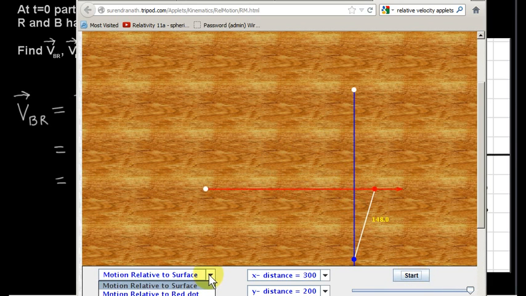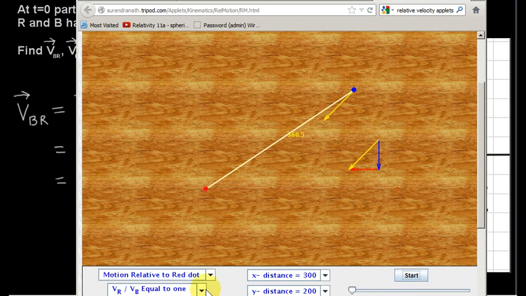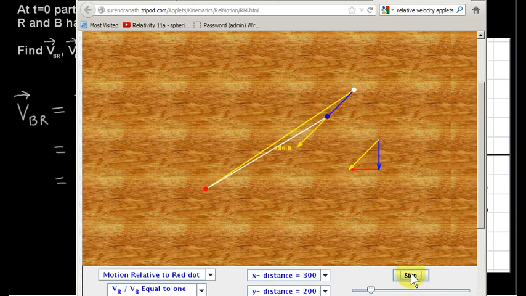We can also select motion relative to the red dot. So we're going to look at VBR, the velocity of the blue particle relative to the red particle. So this is the vector -60i minus 60j. So we will just see the blue particle moving. Our moving axis is attached to the red particle, so we're just looking at the motion of the blue particle.